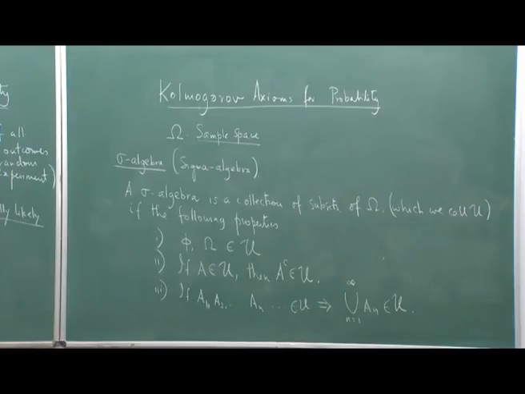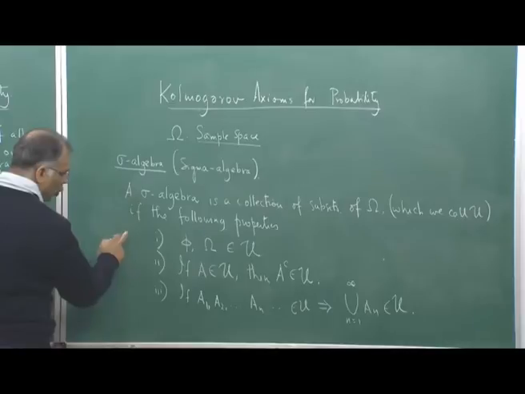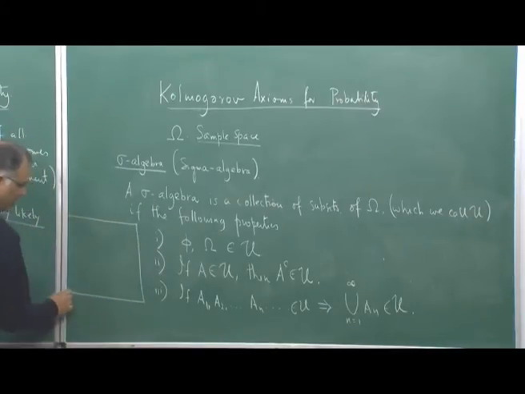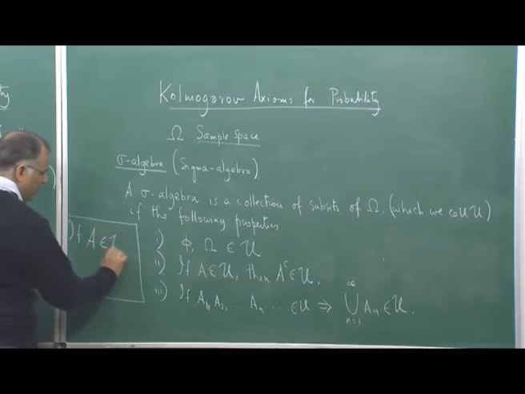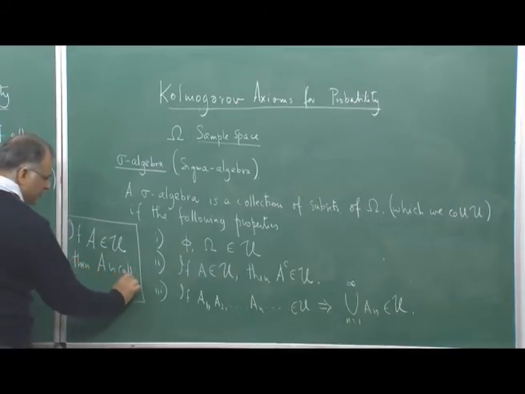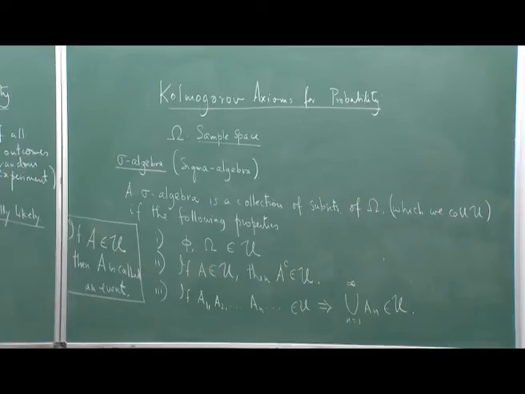But every subset of this need not follow this property. If A, a subset, is a member of the sigma algebra U, then A is called an event.